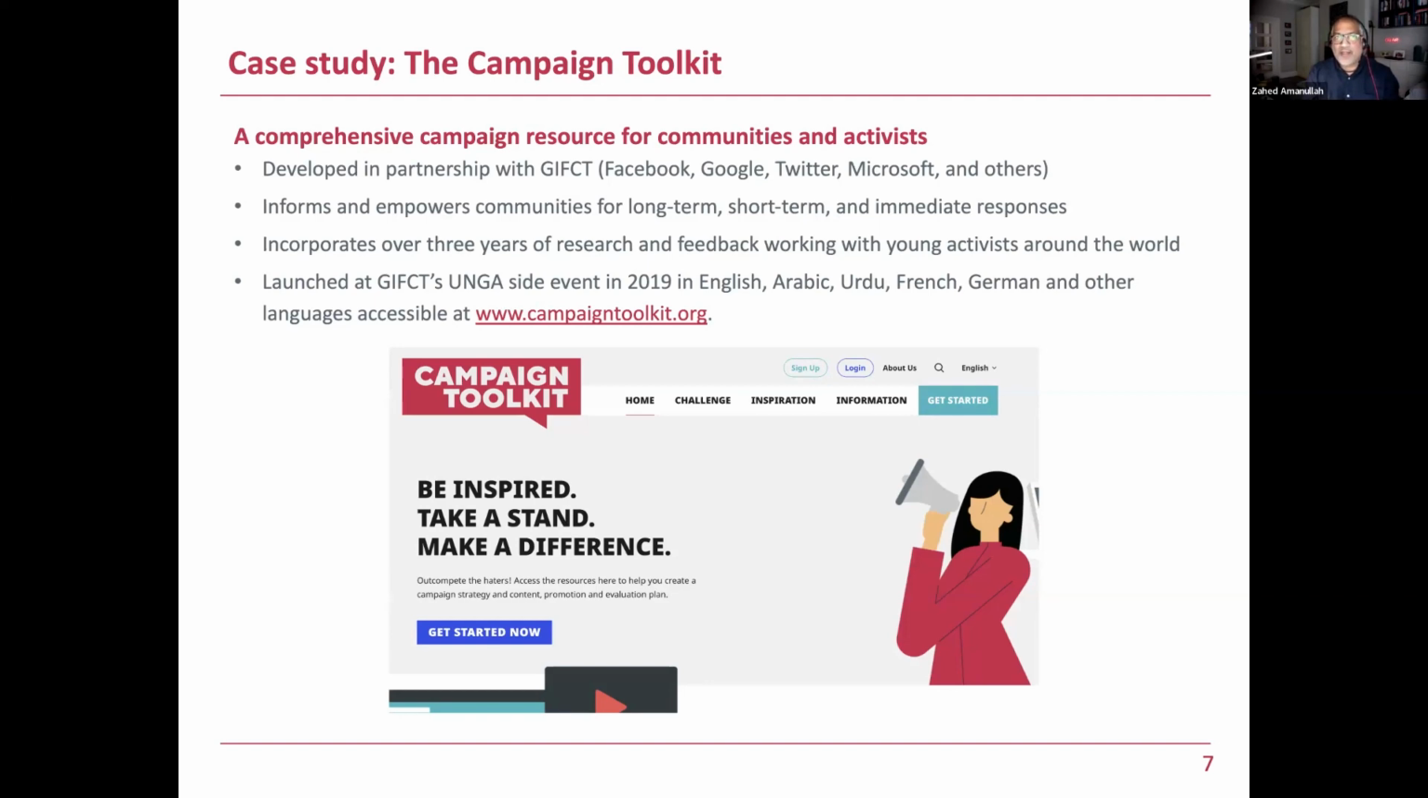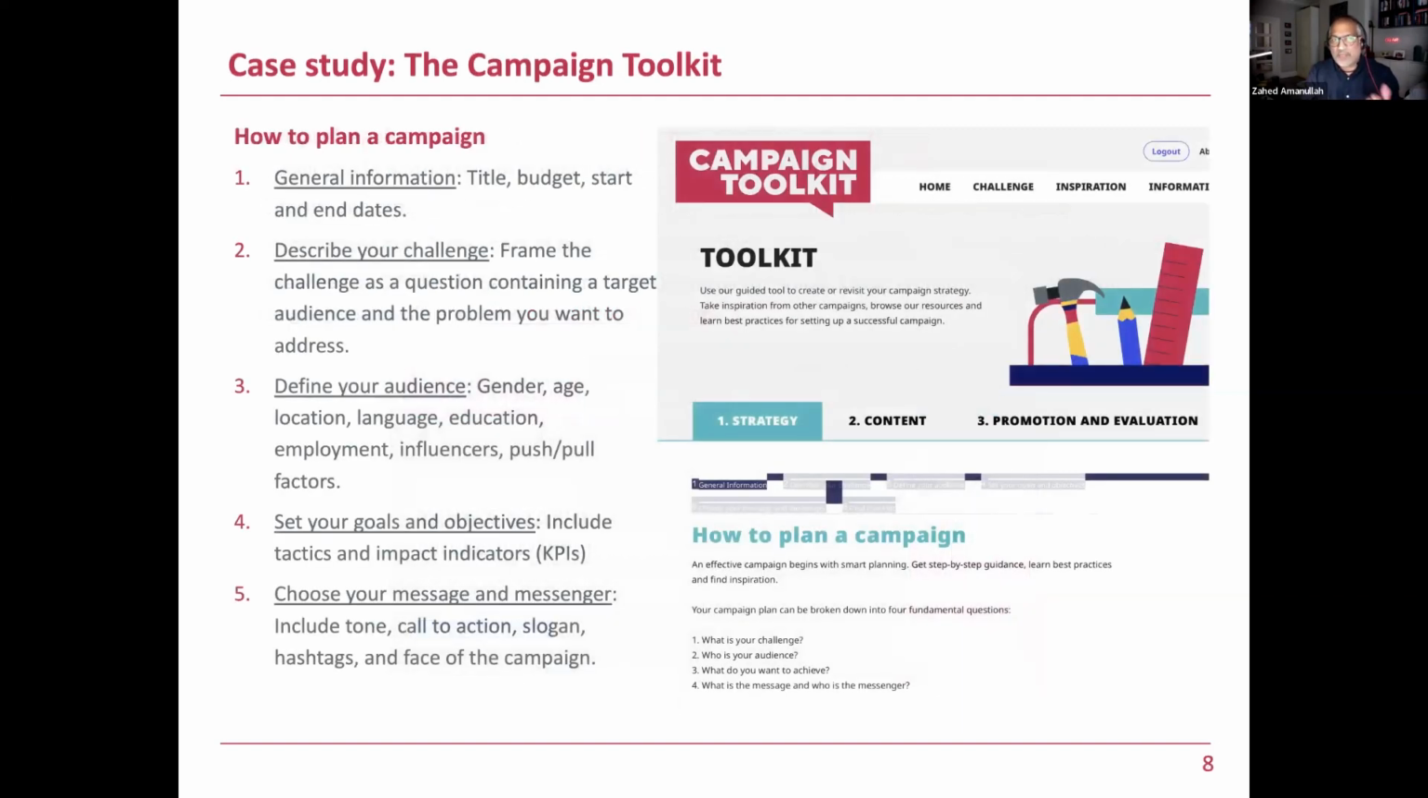So this toolkit online walks you through a number of steps. How to plan a campaign is the first step. What you do in the toolkit is you register an account, you log in, and you enter information into the system. It prompts you on certain things like, when is your campaign going to run? What's the title? What's the budget? Who's the audience? What are the objectives? And how are you going to measure success with those objectives? It walks you through each of these steps in really detailed fashion so that you can understand what it is that you're entering. And then finally, it guides you into choosing the appropriate message and the appropriate messenger.